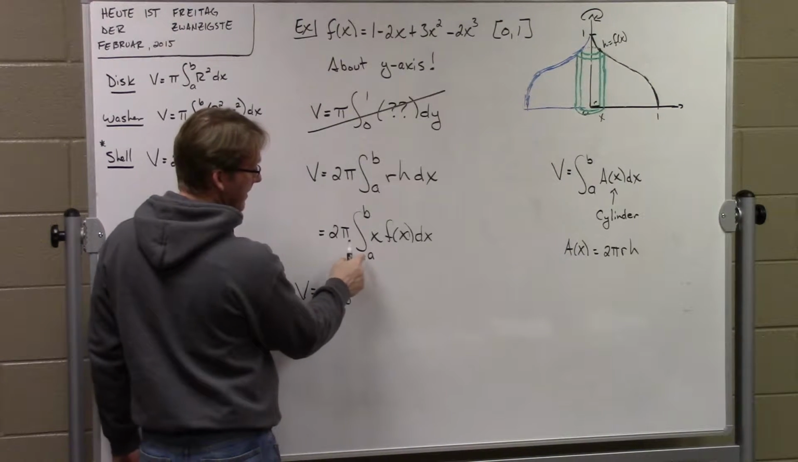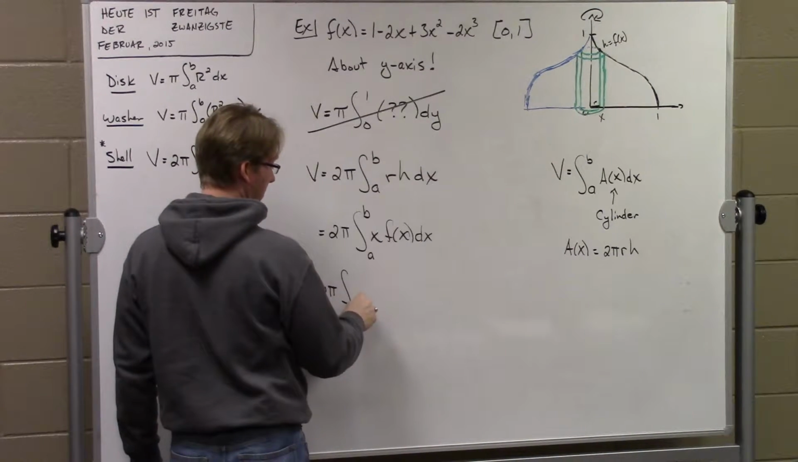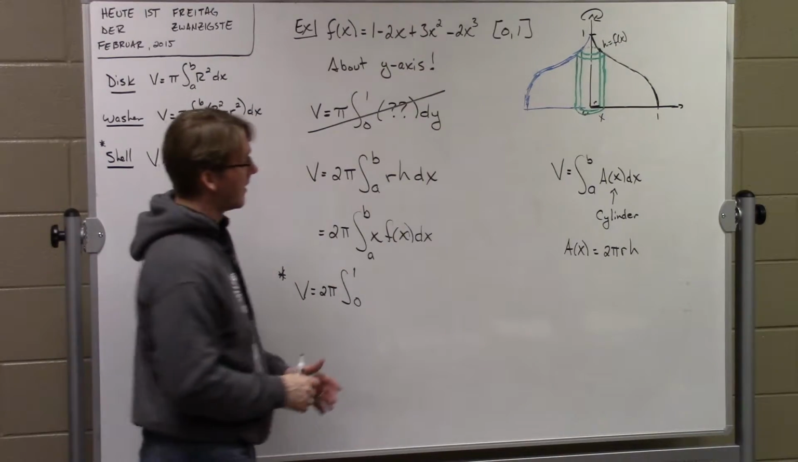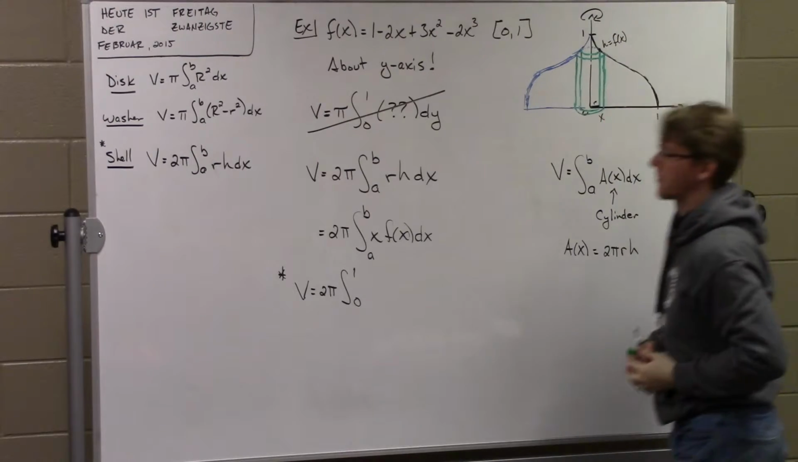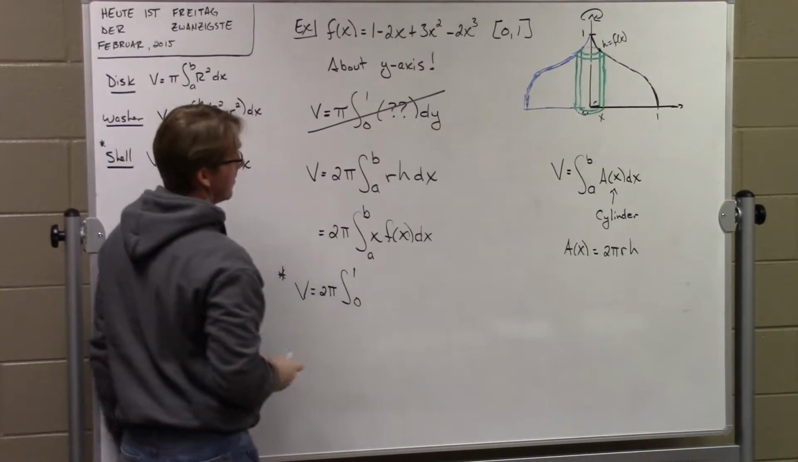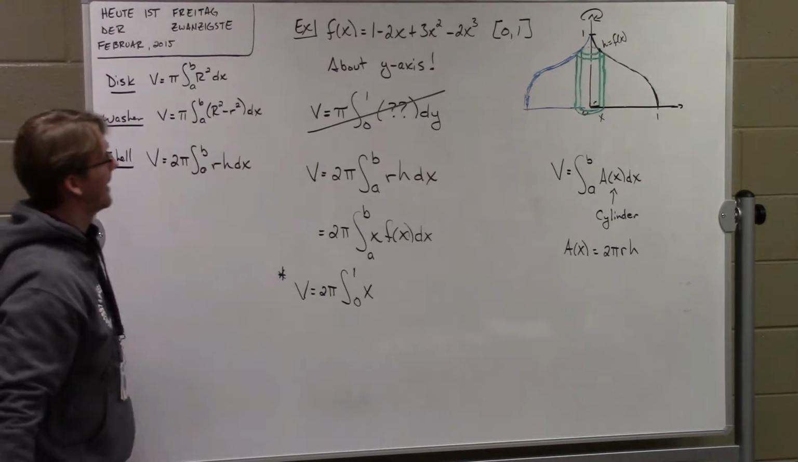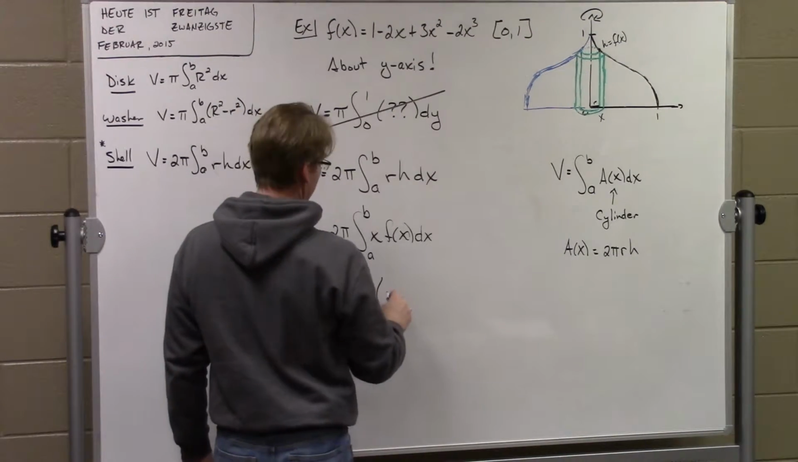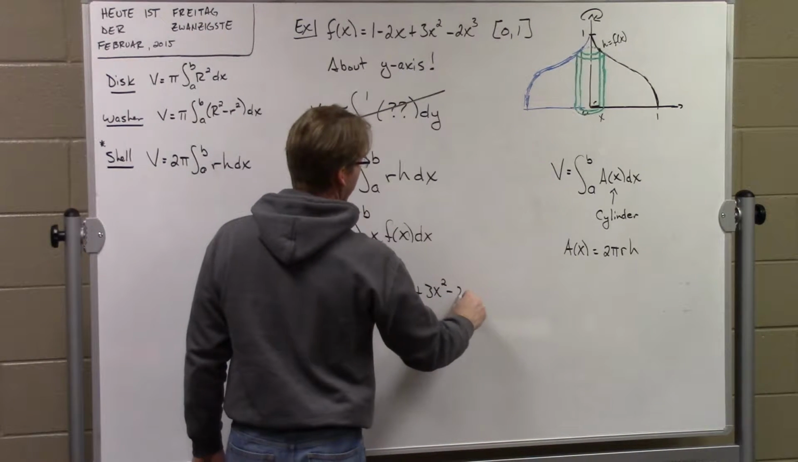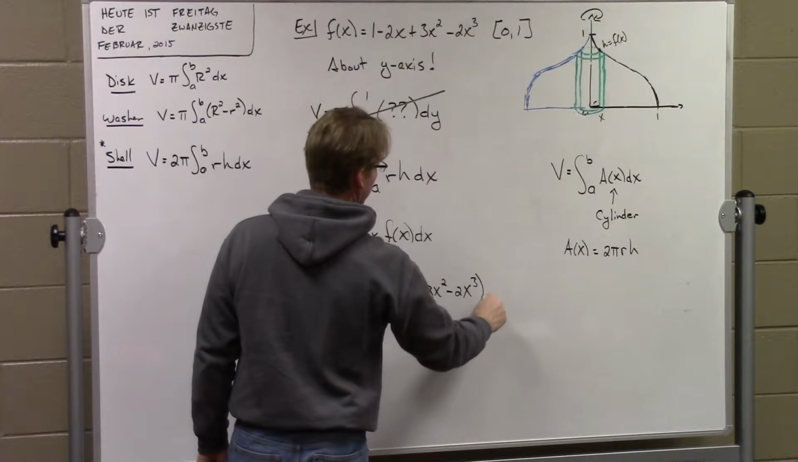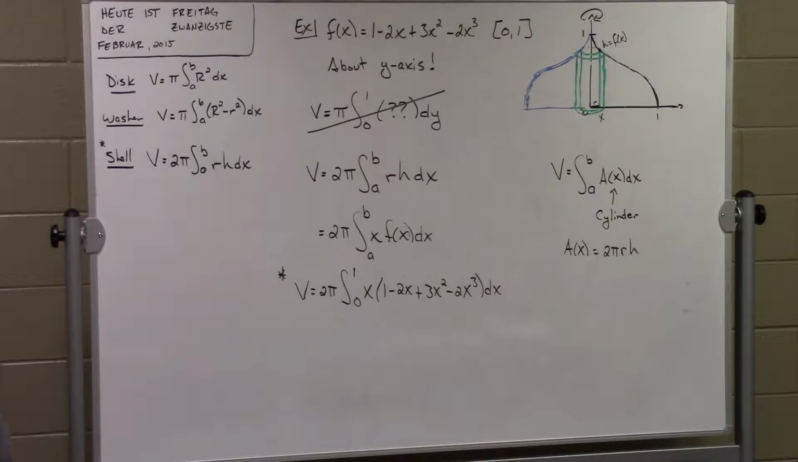Now, these are x intervals, not y intervals, but x intervals. In this case, it is still 0 to 1, but it's a different 0 to 1. It is this 0 to 1, not this 0 to 1. Radius r, which is going to be x. Height f of x. So 1 minus 2x plus 3x squared minus 2x cubed. Ladies and gentlemen, there you go.